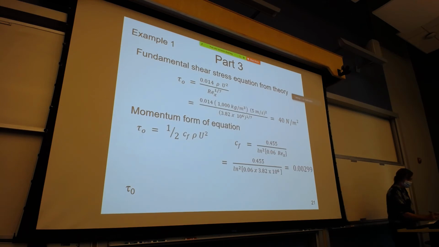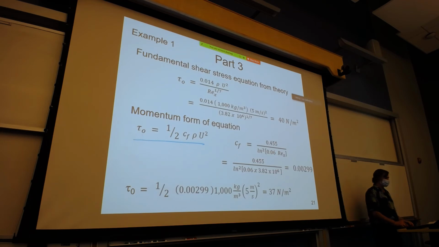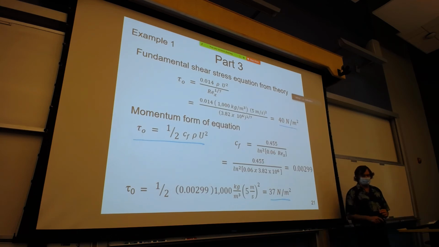That then would go into the shear stress equation up above. So we know the shear stress coefficient now at this location. We know the density of water. And U is, again, the velocity of the plate, or in the relativistic sense, the velocity of the fluid moving over the stationary plate. So when we substitute everything in there, we get 37 Newtons per meter squared, which is close. It's not exactly the same, but again, that's the penalty you get when you move between theory and empirical data.